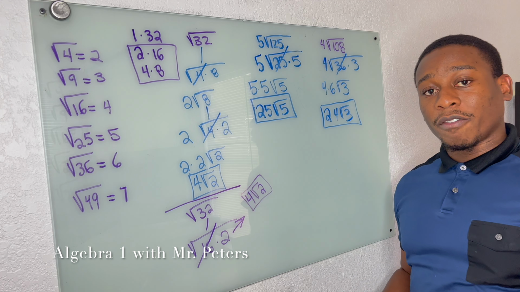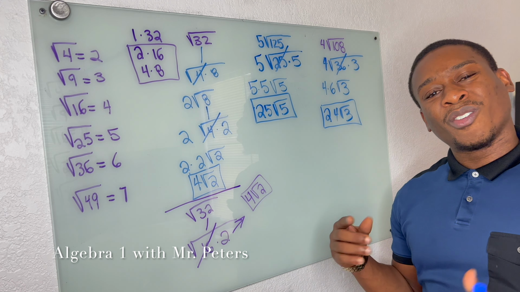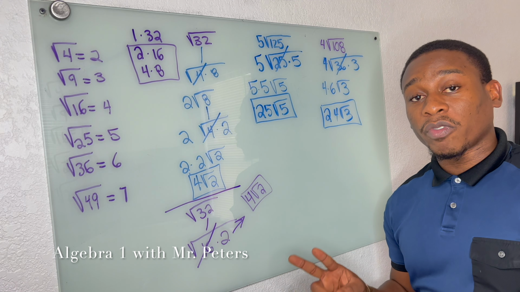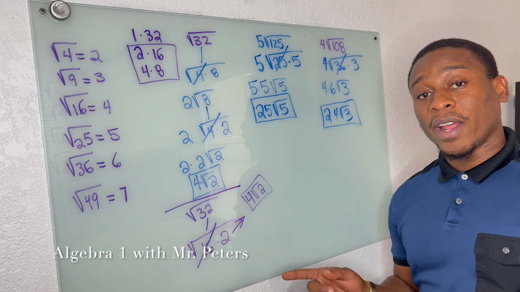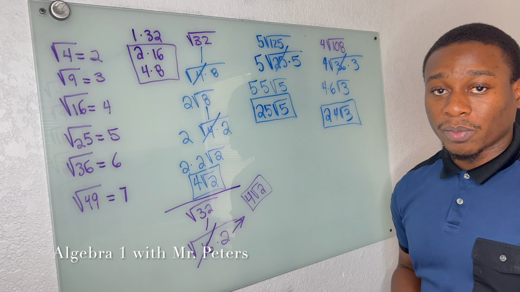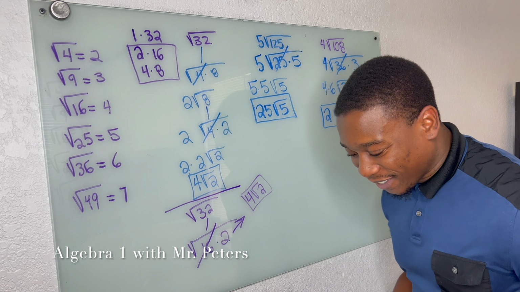So this is the basic foundations of how to simplify radicals, right? Number 1, write out all your factors. 2, pick the largest perfect square that goes into that radical. And 3, break it down to its lowest terms or simplest terms, meaning you can't break it down no more.